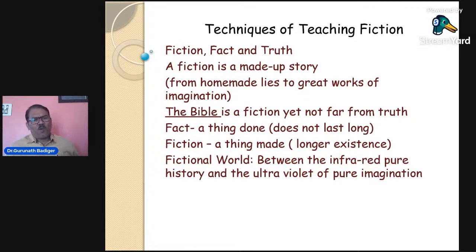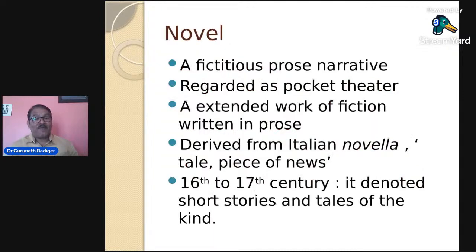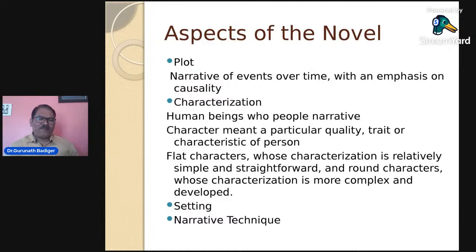And teaching of novel, while teaching novel, we should know aspects of novel. What is fiction? A fiction is made up of a story, and the story telling started with the Bible. We know how the novel was developed in 18th century England. So what are the aspects of the novel?